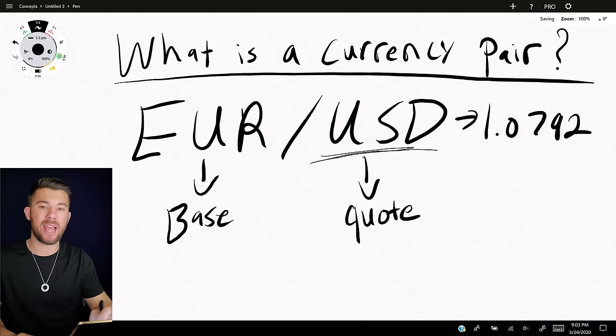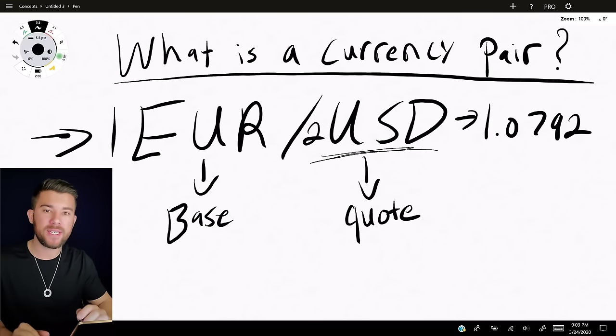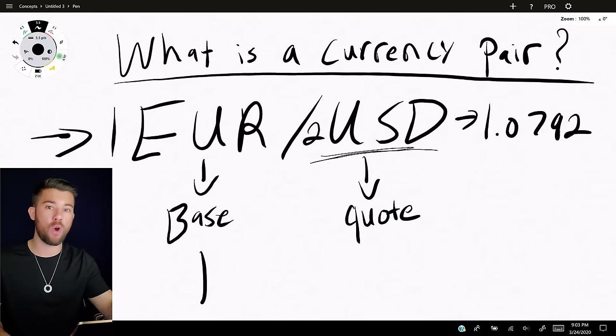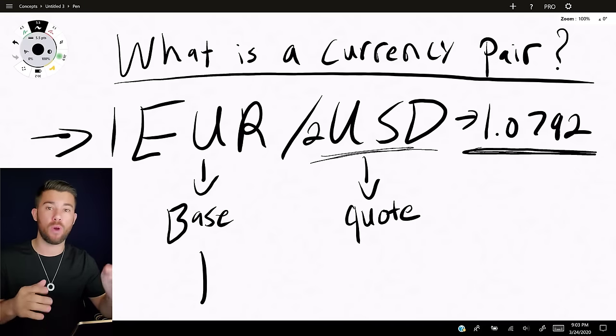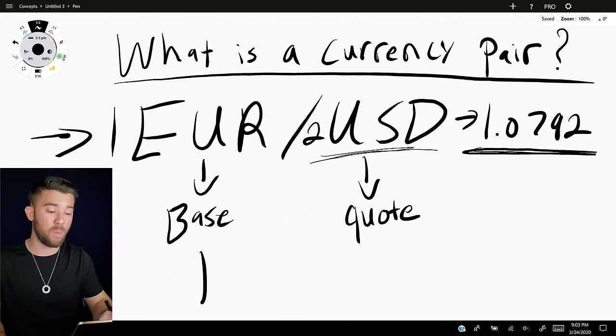So what that means is every base pair, as in the first pair, and this being the second pair, every first pair in a currency pair always has a value equal to one. You are always exchanging one of that first pair for whatever the quote pair is. The actual quote you see on the screen is your quote pair. So you're getting 1 euro.